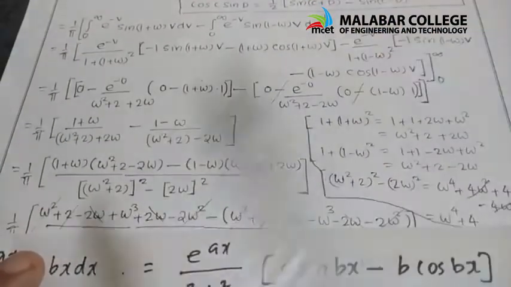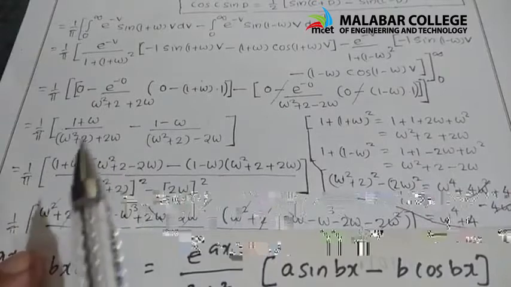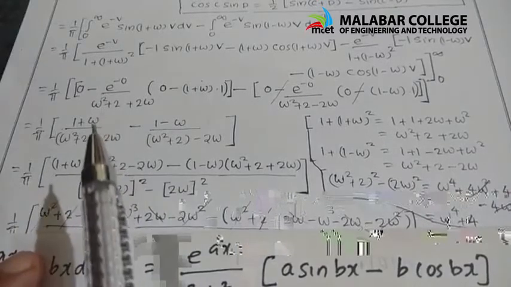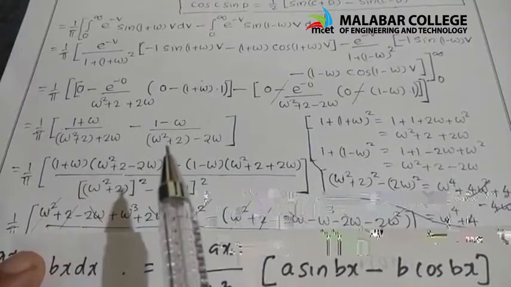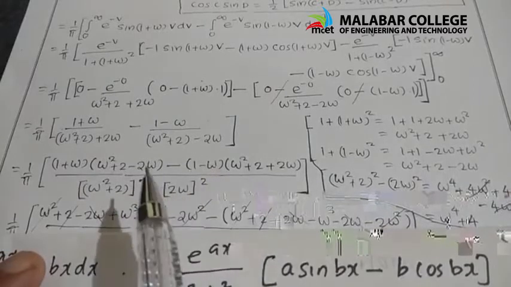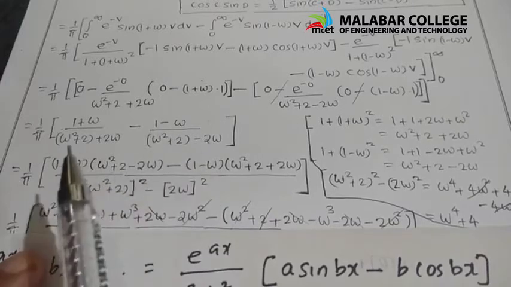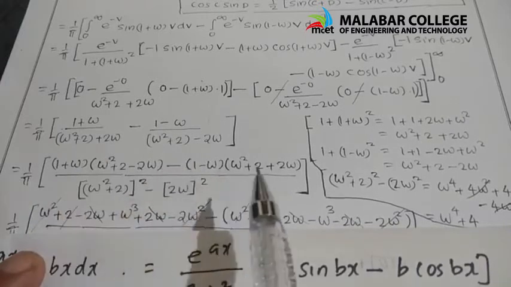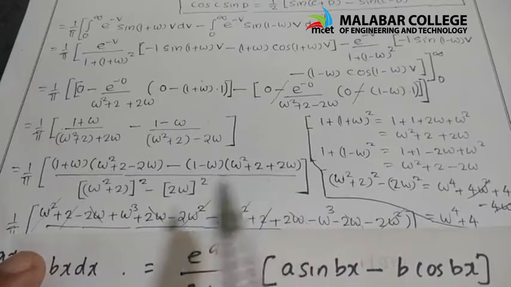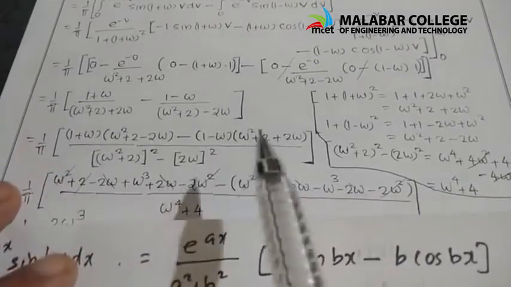So this one I am simplifying like this. 1 by pi into, this one we have to cross multiply: 1 plus omega into omega square plus 2 into minus 2 omega. This is written here minus of 1 minus omega into omega square plus 2 into 2 plus 2 omega, written as it is. Then we have to multiply these two terms first, then these two terms second.